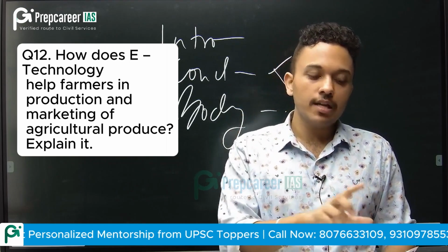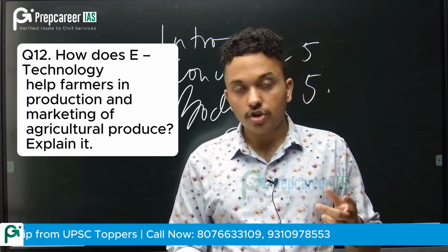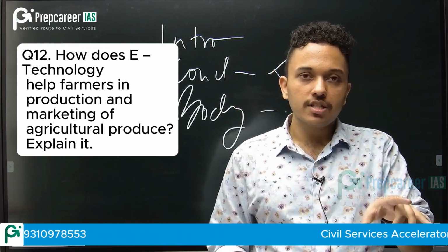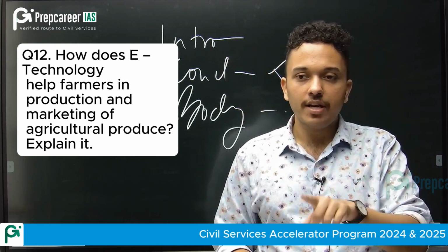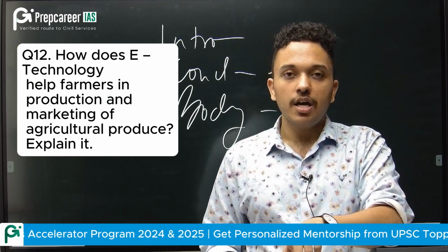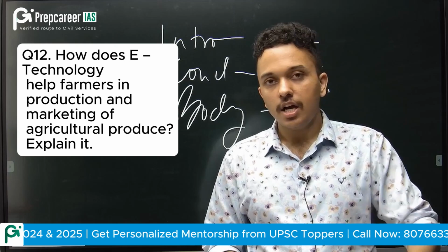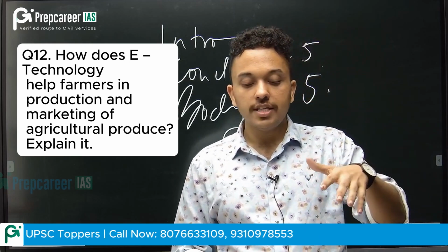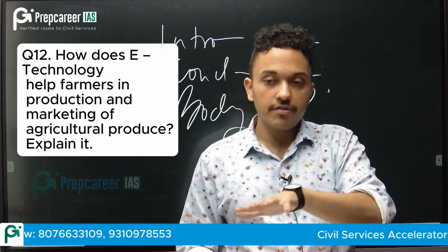Just address parts. And then you can also talk about production in terms of land and labor: what is the requirement of land, how it can help in land surveying, how that can help in land productivity, and consequently the production stage in agriculture. And then the second part of the question talks about how e-technology can help farmers in marketing of agricultural produce.